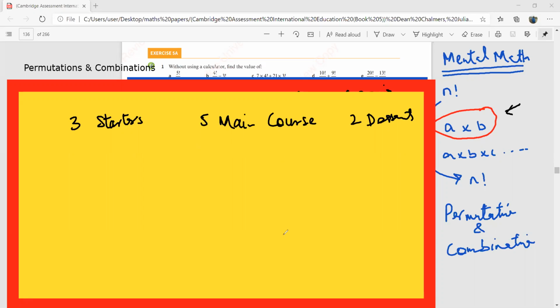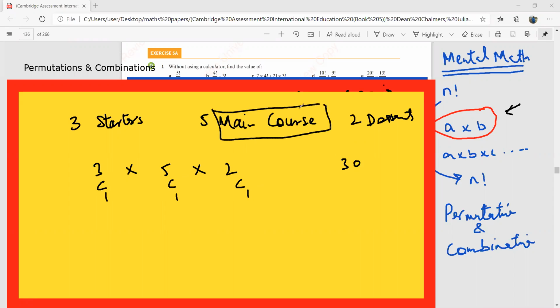30. Yes, because you have 3 options from here, 5 options from here and 2 options from here. So that is why this is going to be 30. So this is also 3C1, 5C1, 2C1. Now suppose you were allowed to have 2 dishes from the main course. So this could be 5C2. These are your combinations, your choices you can have.